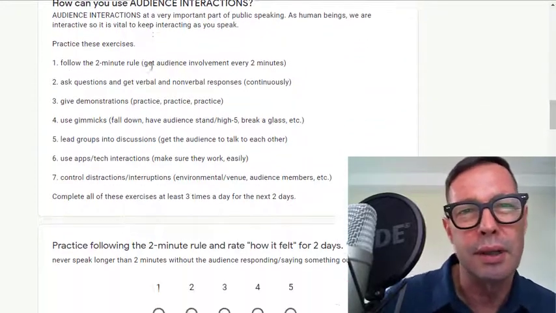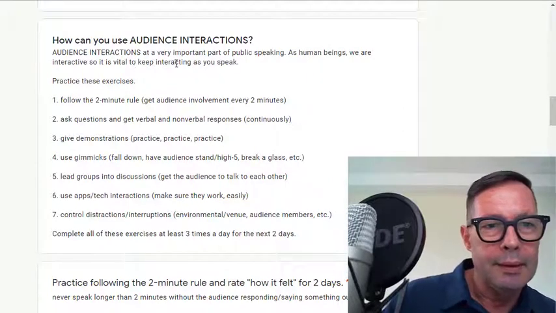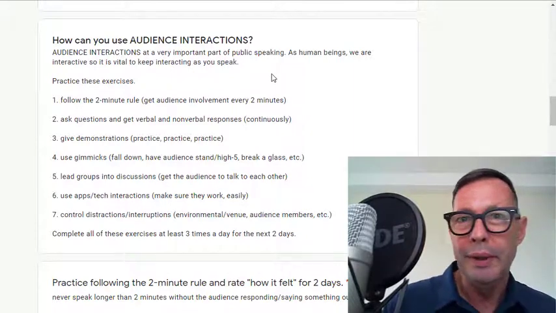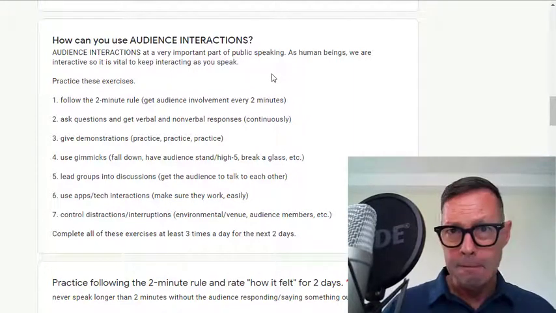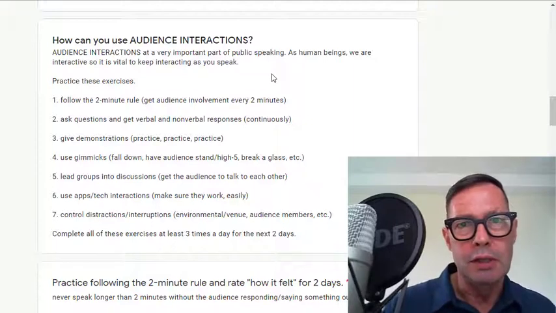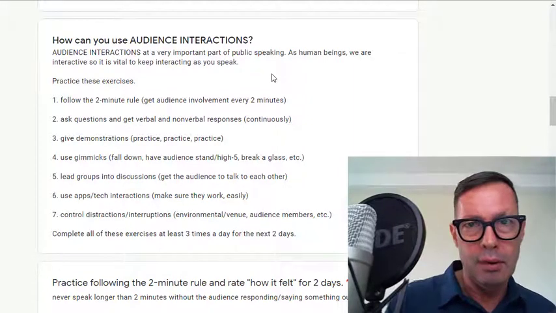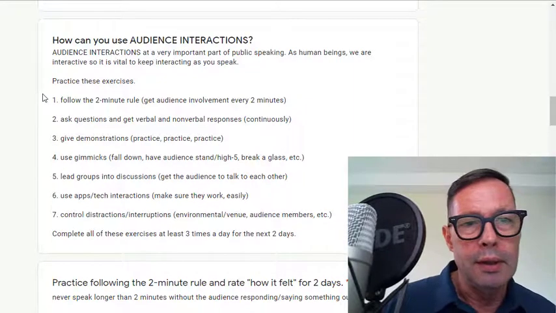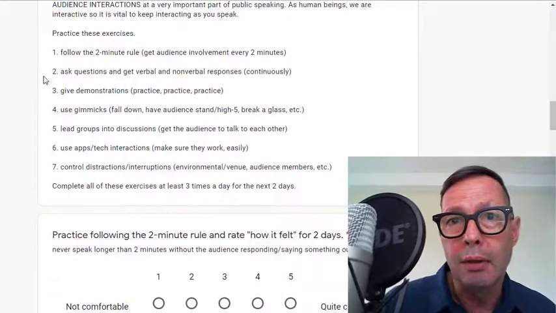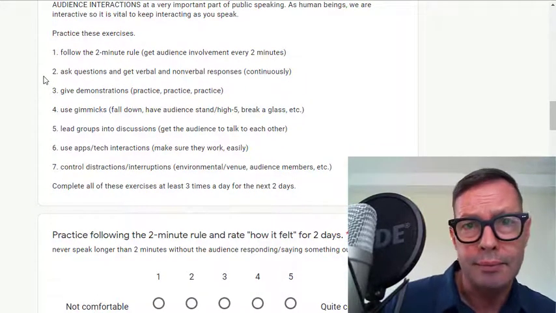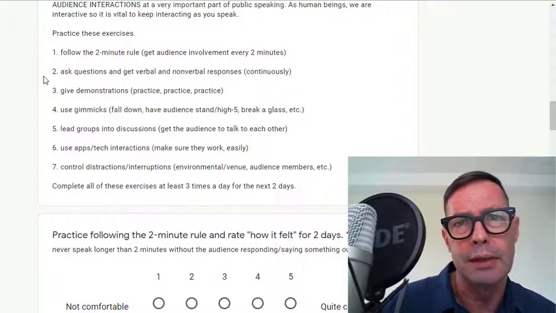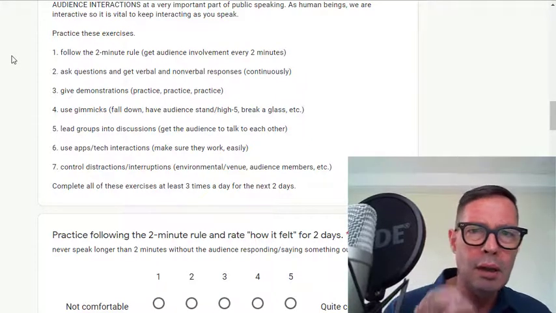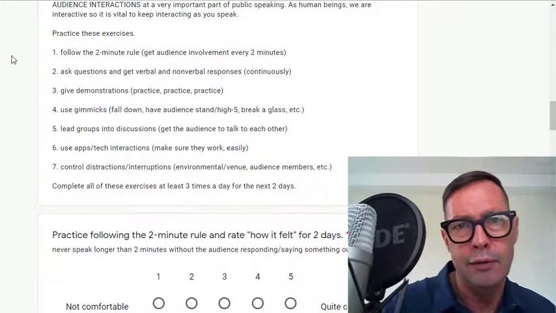How can you use audience interactions? Well, audience interaction is very important to public speaking because human beings are interactive. We interact. That's what we do. So just because you're speaking or giving a speech doesn't mean you are up here and they are down there. You still want to interact with them, and that's what this session is about. So here are some exercises that you want to practice just on an interacting with others way over the next 2 days. Again, practice these for 2 days and then come back and report how it felt and what you think you can do to make it better in the future.